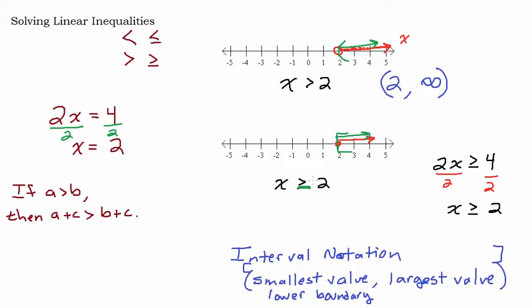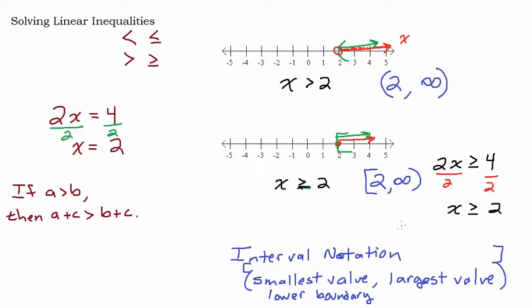Now if I want x is greater than or equal to 2, I'm going to do the same thing for my interval notation. My lowest value is 2, but now I want to include 2, so I'm going to write a bracket, and then a comma, and then all my x's still go to infinity, and that would be the interval notation.